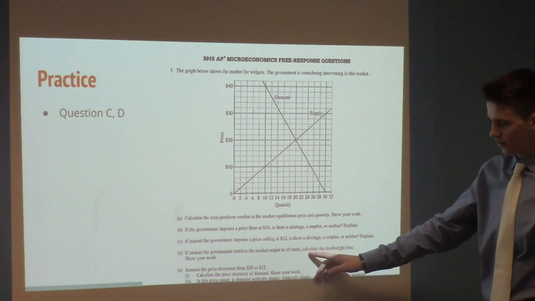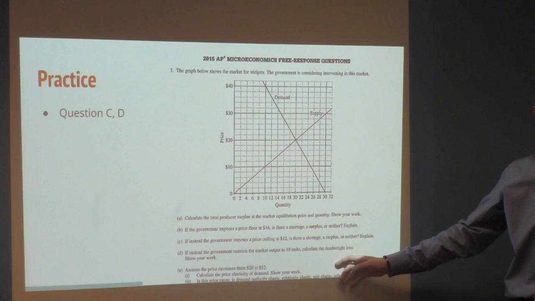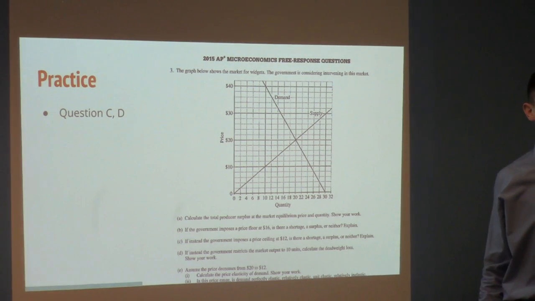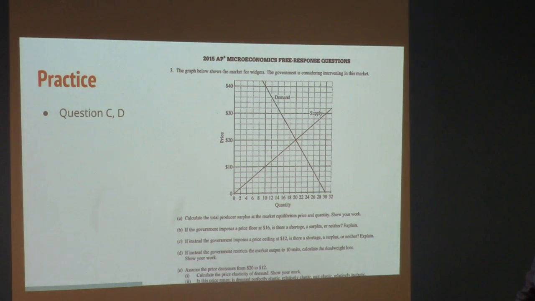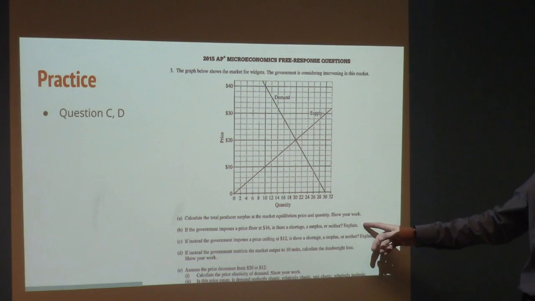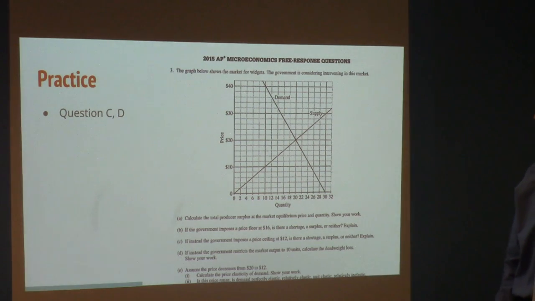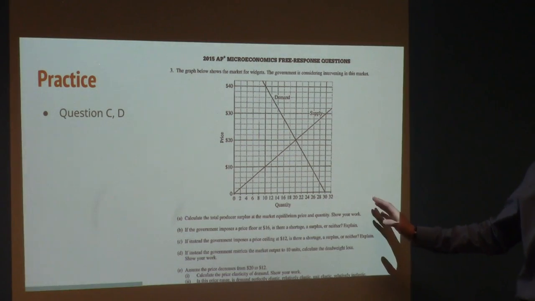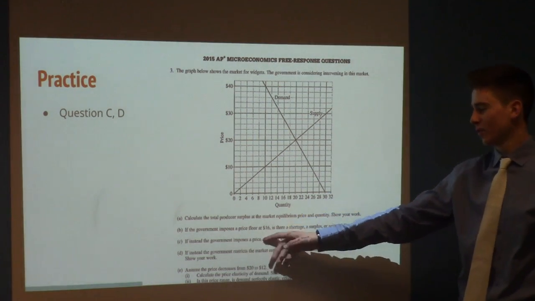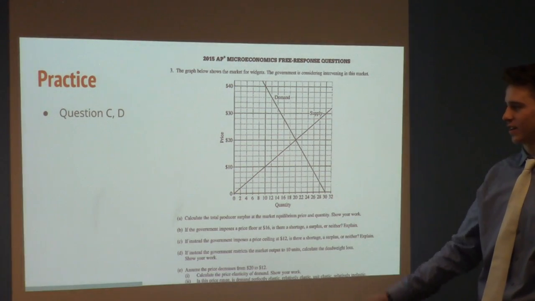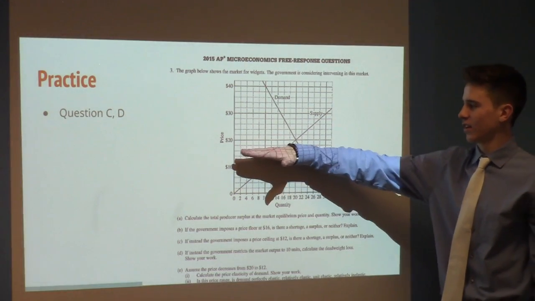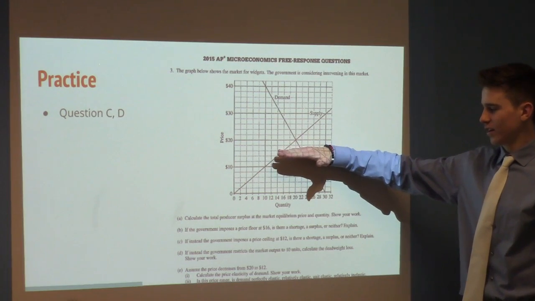And then D, if instead the government restricts the market up. Did you say, so C says there wasn't a price ceiling, and then you change it to price floor. Are you asking about a price ceiling or a price floor? Oh shoot. I mean B. Yeah, oh sorry, I meant B. That's why I was confused. Okay, so if the government puts the price floor at $16, is there a shortage, a surplus, or neither? And Adam, which one were you answering? I was answering B.